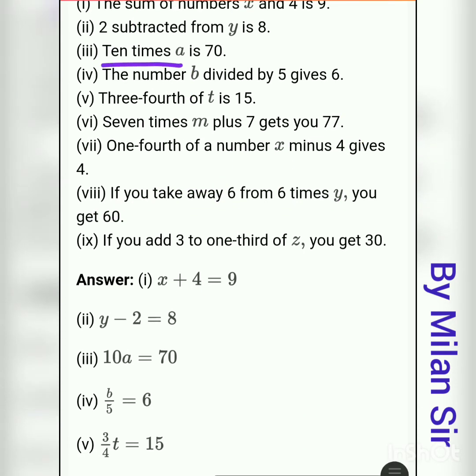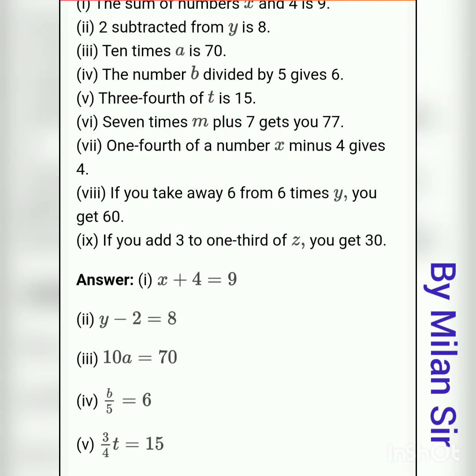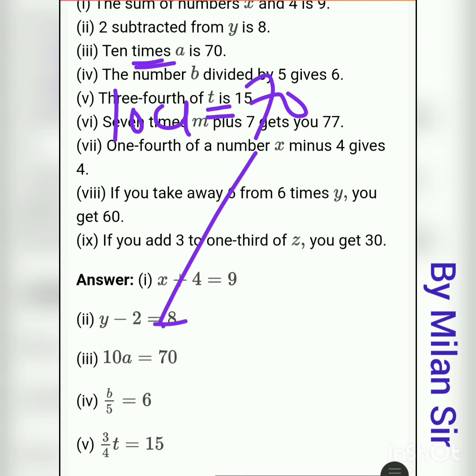Now 10 times means multiply. So 10 multiplied by a is 10a, and the answer is 70. So 10a is 70. This is the third equation. Times means multiply, so 10 multiply a, 10a is 70. So 10a is equal to 70.